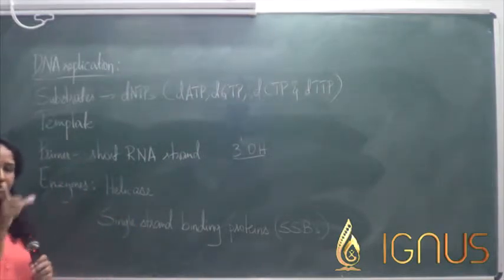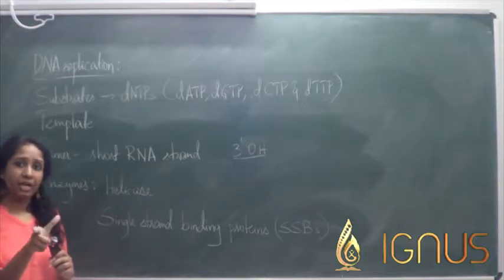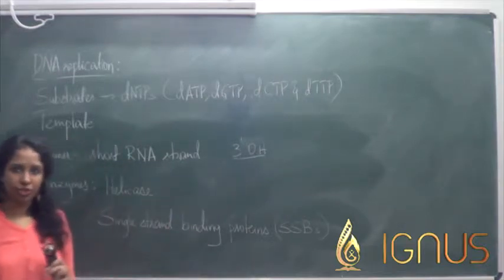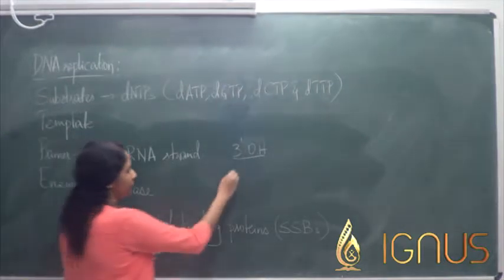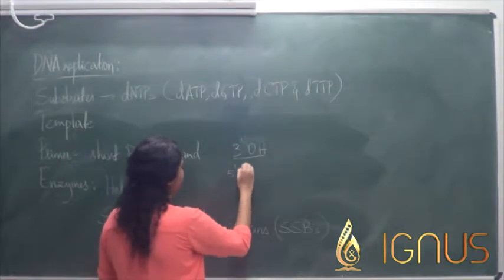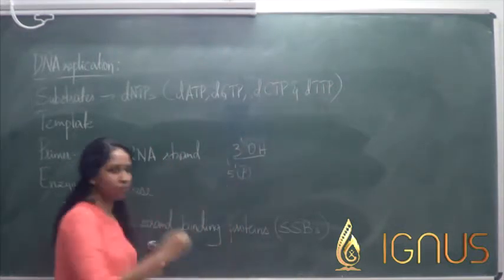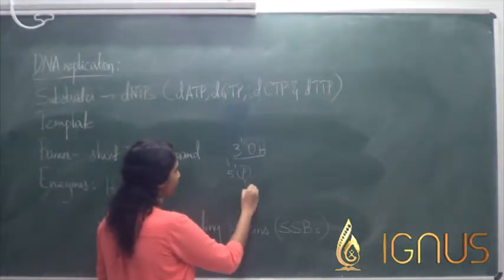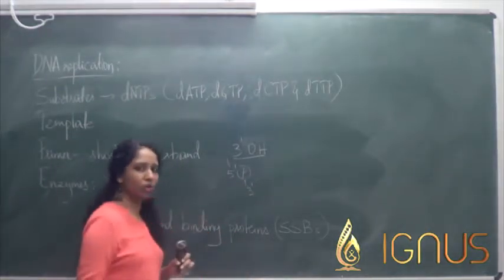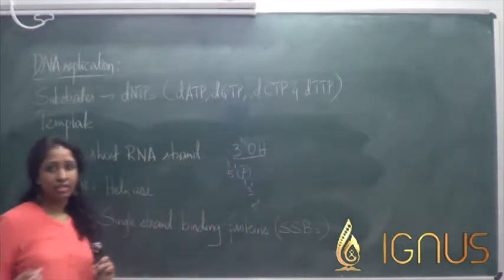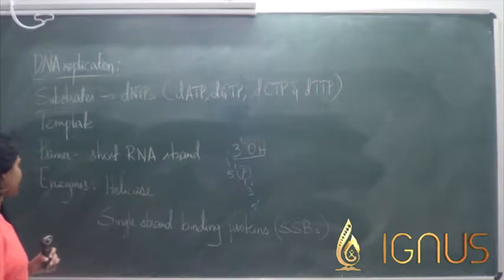So once a short strand of primer has been synthesized, its 3' end will have a free OH group to which a 5' phosphate group can be attached, and the chain elongation will take place further and further. So this phosphate group will be attached to a 3' OH group, which will be attached to a 5' phosphate, and then the chain elongation will continue in that way.